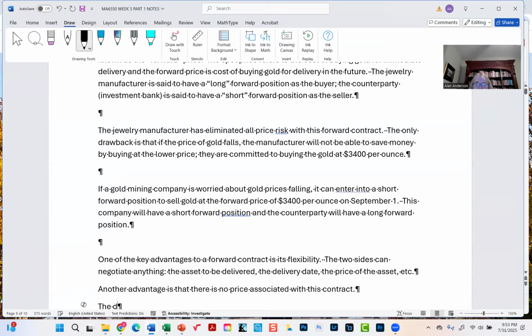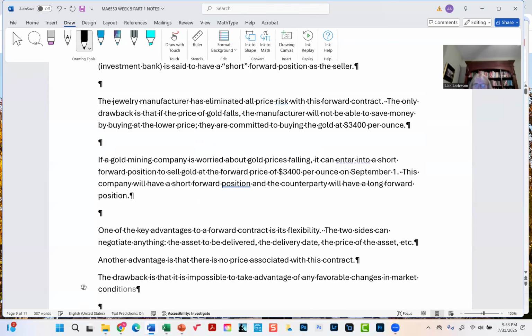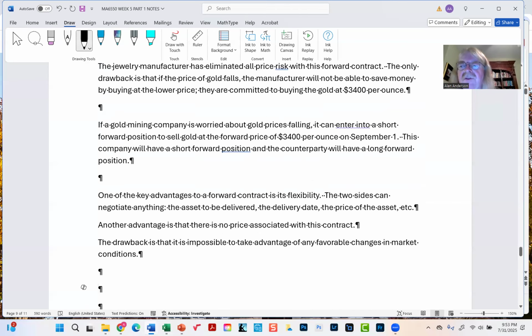And again, as we saw, the drawback is that it is impossible to take advantage of any favorable changes, let's say, in market conditions. Okay, so in other words, if you're locking in the price of gold that you're buying and the price goes up, you've hedged yourself. But if the price goes down, you cannot save any money. Okay, so you're locking yourself in. That's the whole point of it.